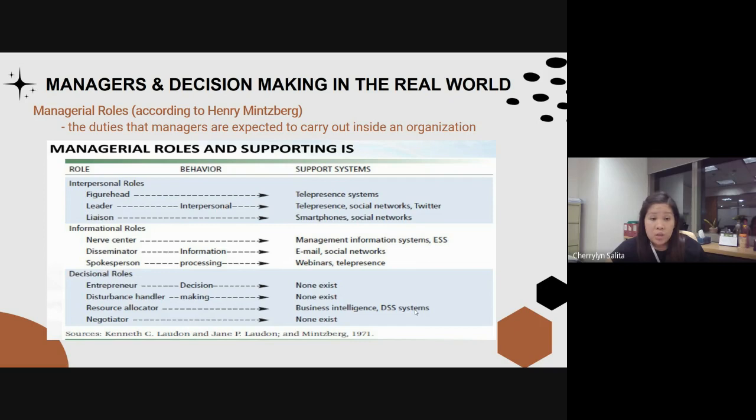Third is the decisional or decisive position. So decisions are made by managers by starting new sources of operation, handling organizational disturbances, allocating resources to staff, and mediating disputes. So, negotiator din siya. Okay.